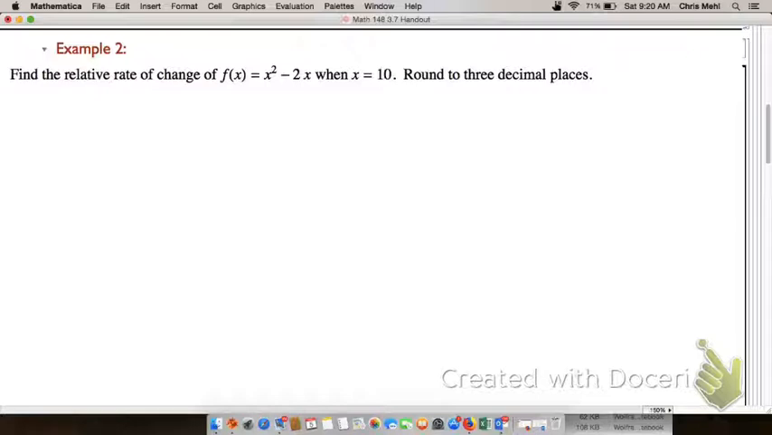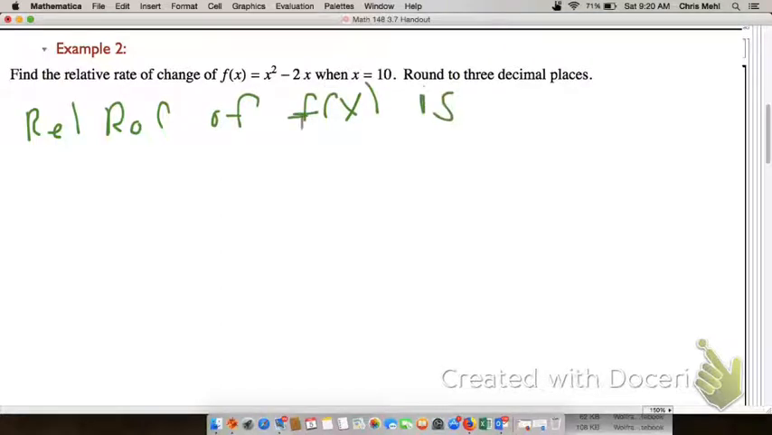Okay, so the relative rate of change of f of x is going to be, well, okay, so now let's do an example. We're going to find the relative rate of change of f of x equals x squared minus 2x when x equals 10.